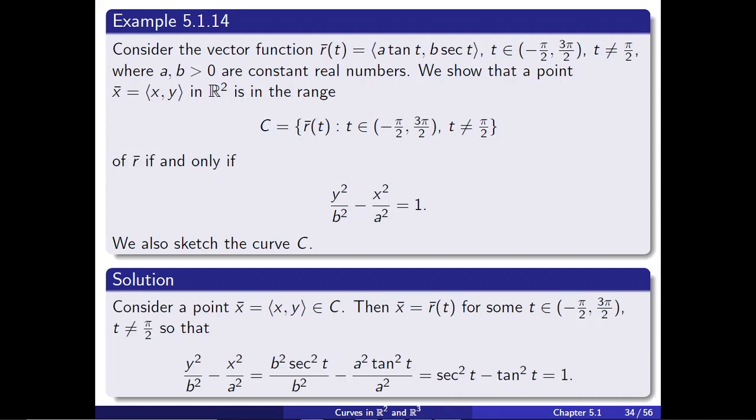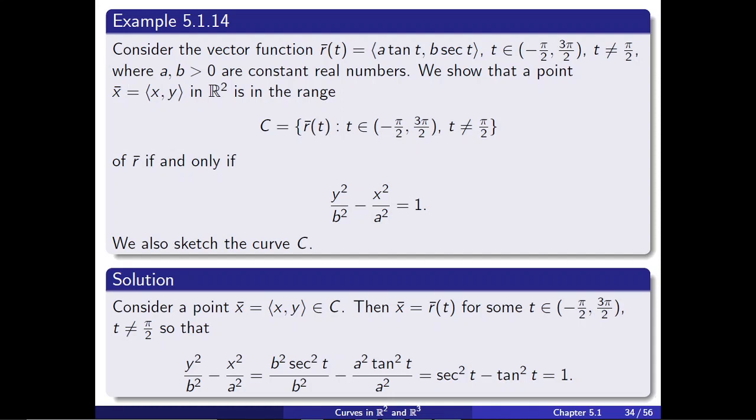In this video we are going to talk about hyperbolas. Consider the function r of t, which is equal to (a tan t, b sec t), where t is from minus pi over 2 to 3 pi over 2, and t is not equal to pi over 2.